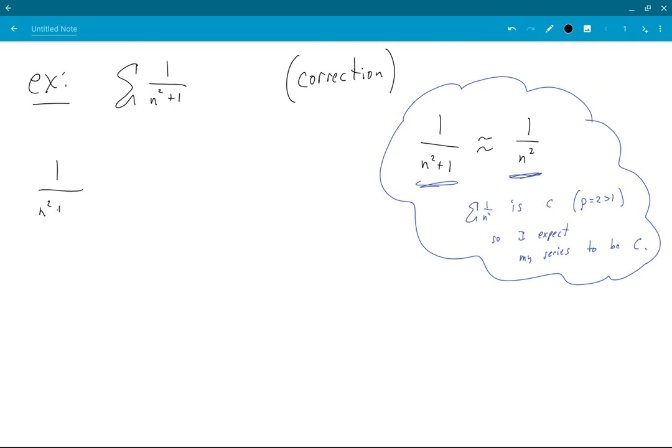So I got my sum and 1 over n squared plus 1. What is the relationship between this and 1 over n squared? Well, on the left-hand side, the denominator is bigger. Okay, so I get that inequality. So I'm dividing by more on the right.